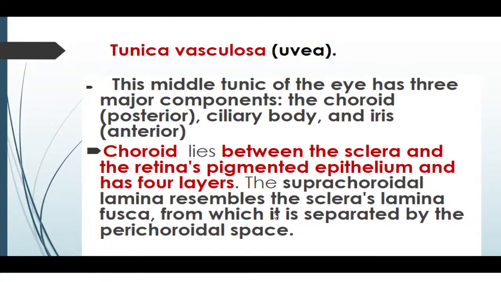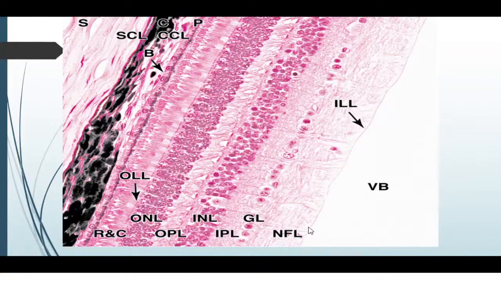This is the middle tunic of the eye. It has three major components: the choroid posteriorly, the ciliary body, and the iris anteriorly. The choroid lies between the sclera and the retinal pigment epithelium and has four layers. The suprachoroidal lamina resembles the sclera's lamina fusca, from which it is separated by the perichoroidal space. We have seen it here.